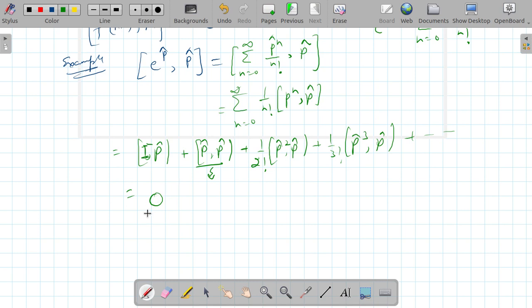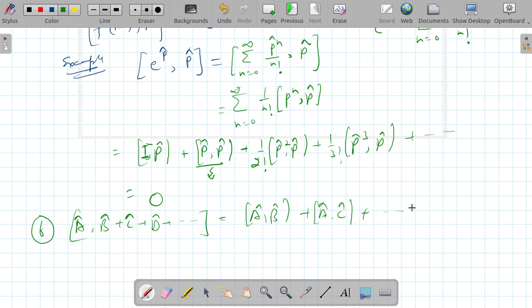Then try to find out the commutator of position and momentum. I will talk about it later, but the next property is that the commutator of operator A with B plus C plus D and so on can be expressed as the commutator of A and B plus the commutator of A and C, and so on, up to A and D.